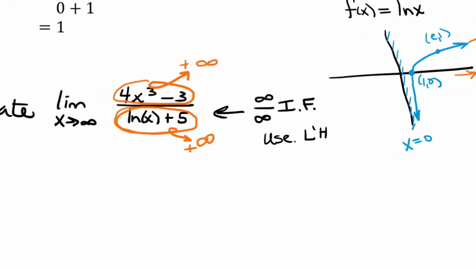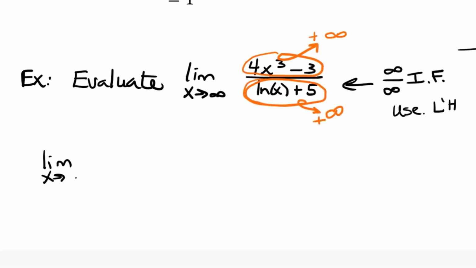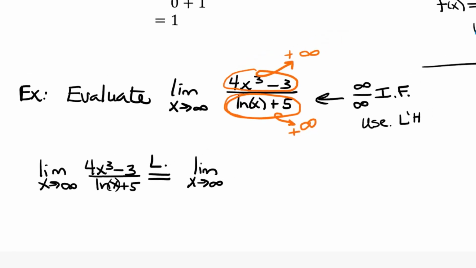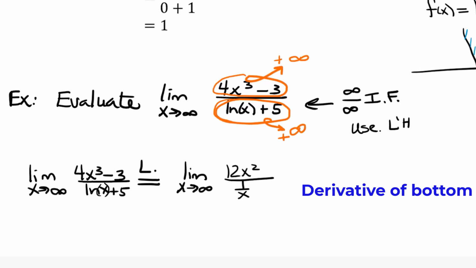Okay, so we have the limit as x goes to infinity of (4x^3 - 3) over (natural log of x plus 5) equals, with a little L over the top. And then we're going to have the limit. Make sure to write your limit each step needed until you've used it up. So we're going to have the limit as x goes to infinity of 12x^2 over 1/x.